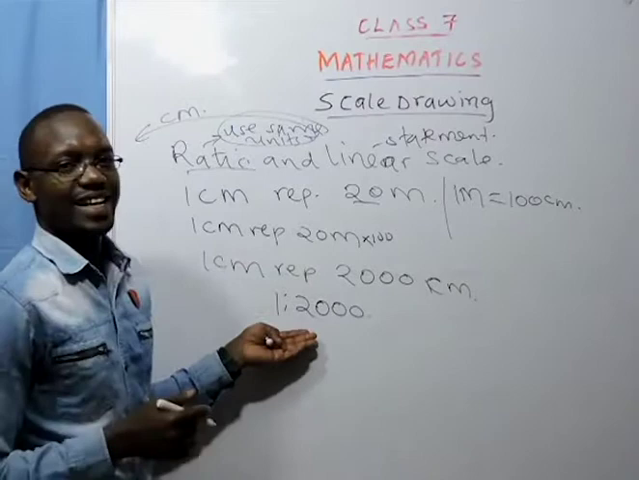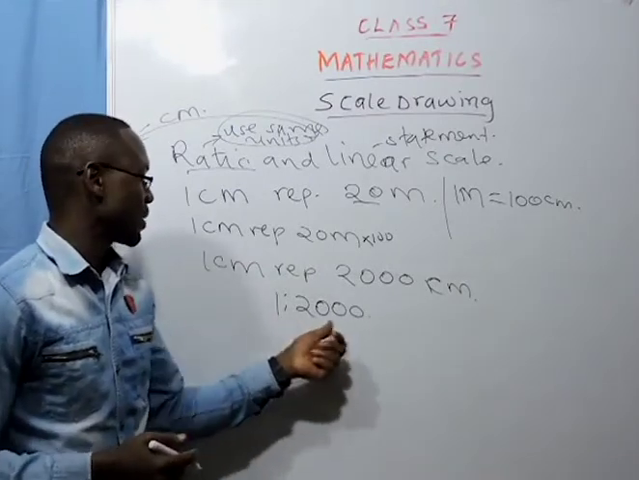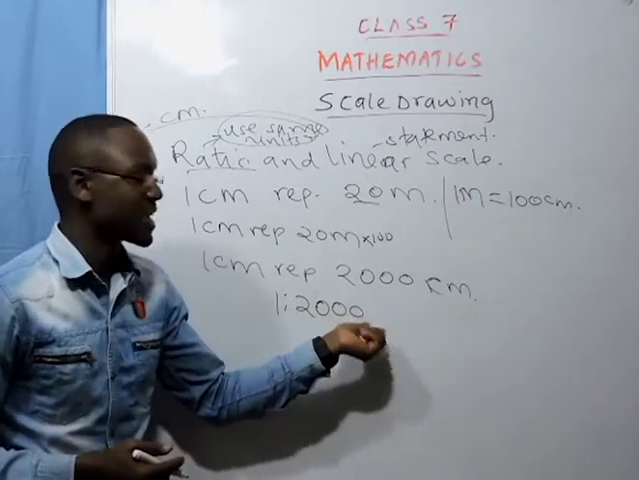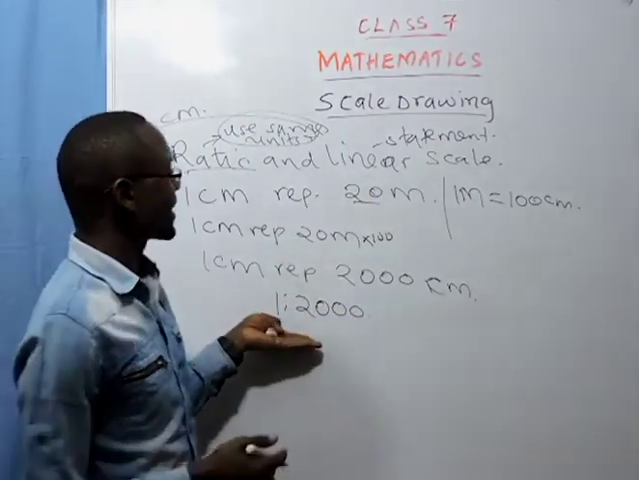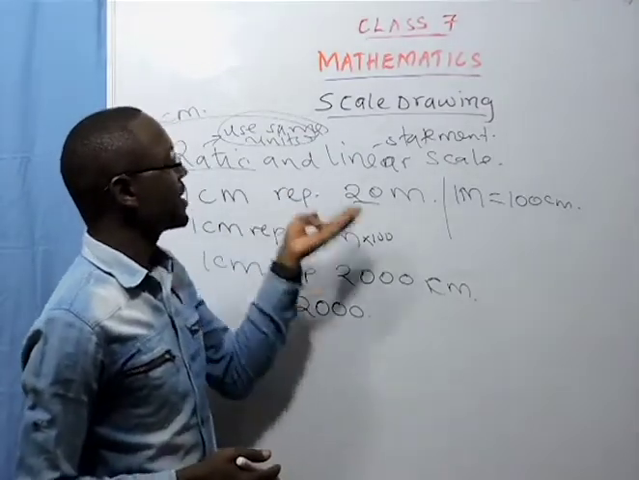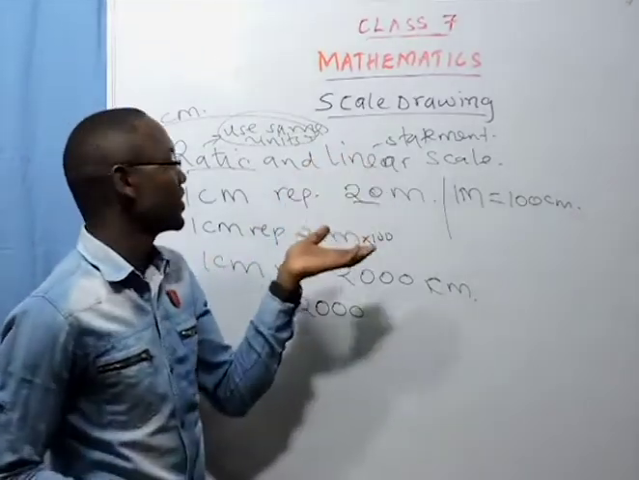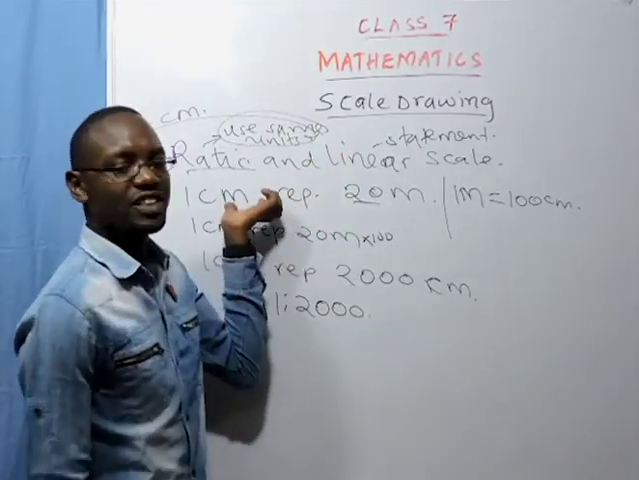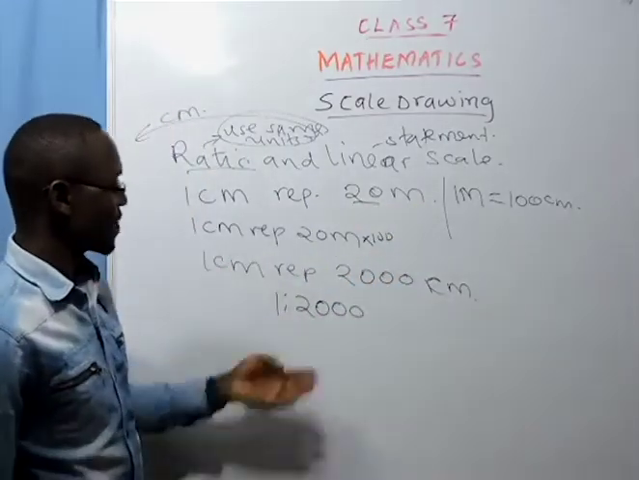So when you see a scale which is written this way, you can write it as a statement: 1 centimeter represents 2000 centimeters. Then you can go back to where we began. The difference between the ratio form and the statement form is that in linear scale, the ratio is in the form of a statement: 1 centimeter represents 20 meters. So that's how we do it.